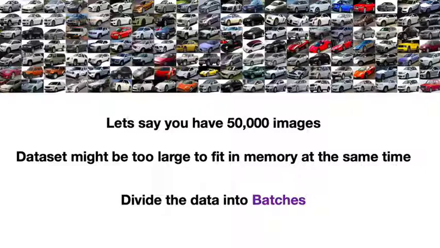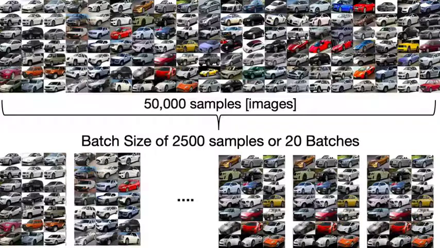A better way is to divide the data into something called batches. The way to do that is, let's say you have 50,000 samples. You specify a parameter called batch size of 2,500 samples in this example. That would mean we have 20 batches to cover the entire data. And then you train your network one batch at a time, essentially.